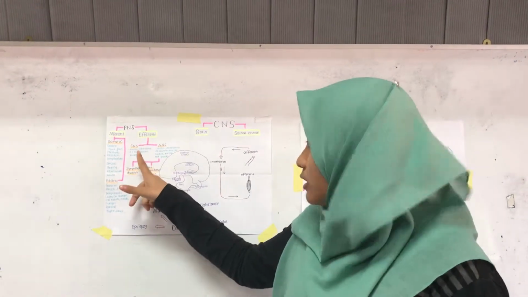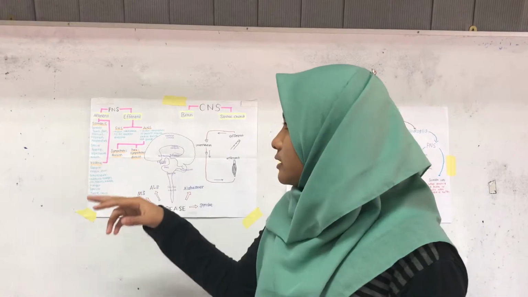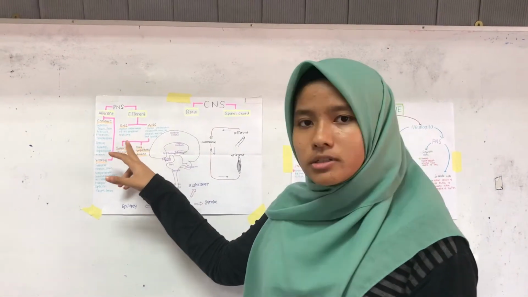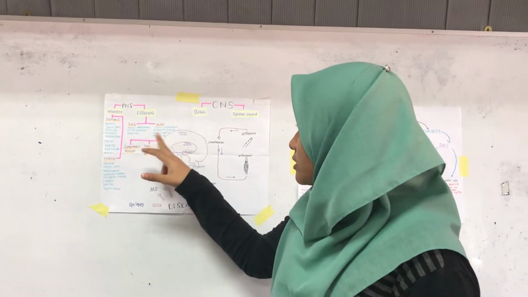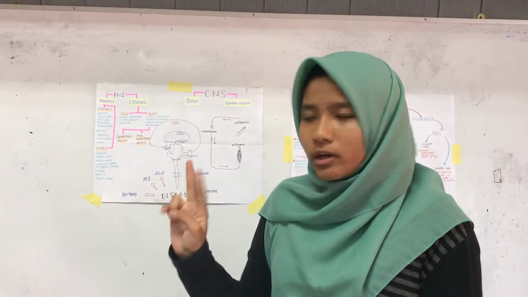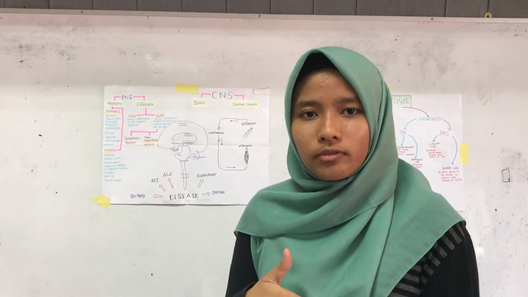And then for the efferent, we will have the SNS and ANS. The SNS is the motor innervation of all skeletal muscle, while the ANS is the motor innervation of smooth muscle, cardiac muscle, and glands. ANS will be divided into two, which is the sympathetic division and the parasympathetic division.